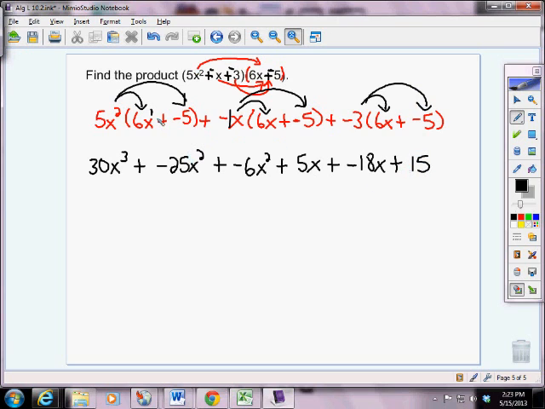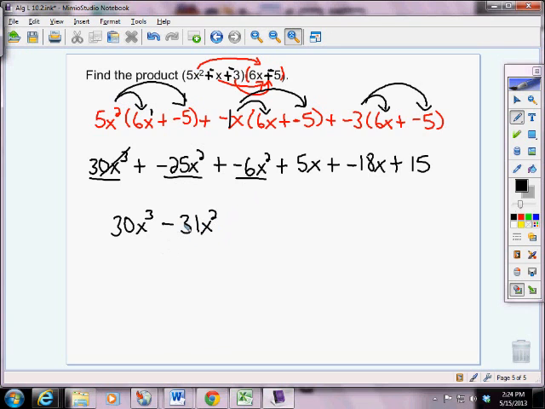Please don't try to do these problems without writing down this work, because you're going to lose something somewhere. And actually, you can think less if you write stuff down, because you don't have to remember as much. Now, looking for our like terms, I want to find my biggest degree, which is 30x to the third. My second biggest degree are these x's to the second. So if I have negative 25x to the second and negative 6x to the second, that's going to be negative or minus 31x to the second.